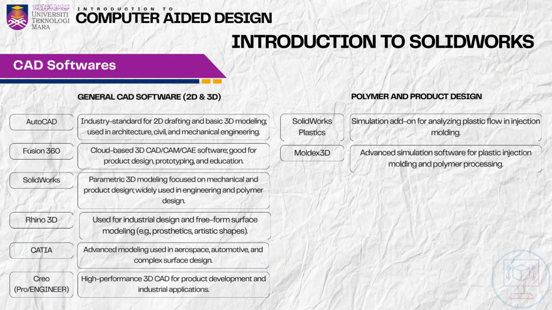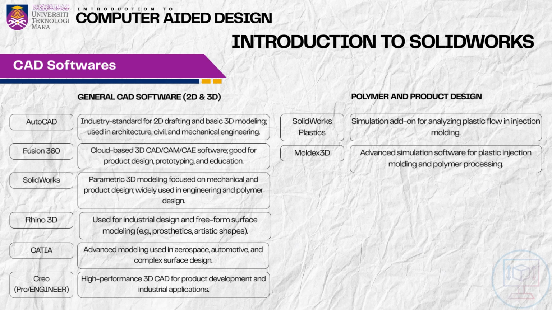With the wide range of industries and applications relying on computer-aided design, it's no surprise that there are many different CAD software tools available, each tailored with its own strengths and capabilities. Whether it's for architectural blueprints, mechanical components, or polymer product simulations, choosing the right software often depends on the specific needs of the project and the industry involved.